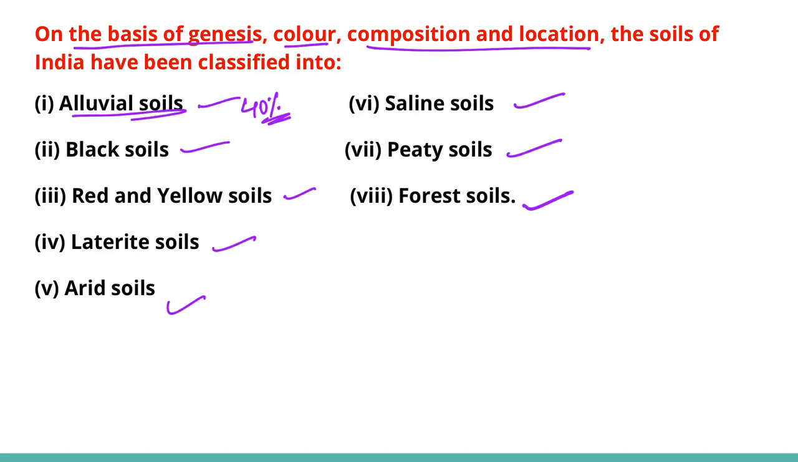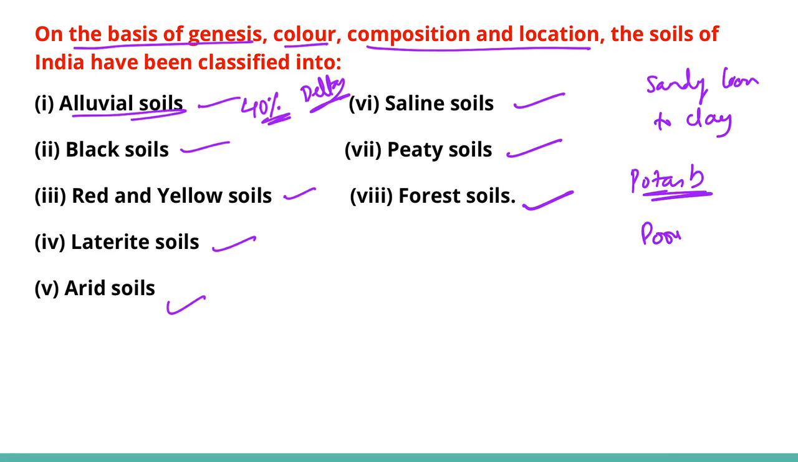In the peninsular region, this alluvial soil is found in the deltas of the east coast and the river valleys. Alluvial soil varies in nature from sandy loam to clay. Alluvial soils are generally rich in potash, but they are very poor in phosphorus. In the upper and middle Ganga plain, two different types of alluvial soils are developed. One is Khadar and the other is Bhangar.